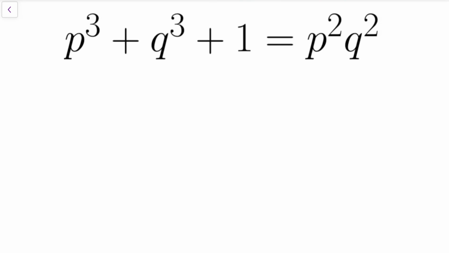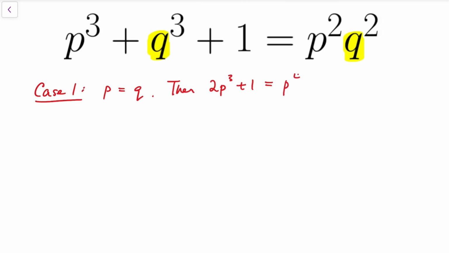To solve this equation for prime numbers p and q, I'm going to divide the problem into two cases. The first case is that p and q are equal. Then from this we can say that p cubed plus p cubed, since this q becomes p, and same for this q. And so 2p cubed plus 1 equals p to the power 4.